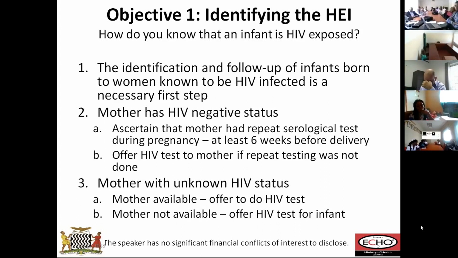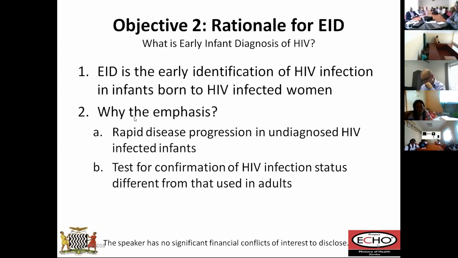However, if you don't have a test done within those windows, then you will need to offer the mother an HIV test so that you can confirm if the mother is indeed negative or not. In a situation where the mother has unknown status and the mother is available, go ahead and offer a test. If the mother is not available, then you need to offer the test for the infant so that you know if the infant is HIV exposed or not.